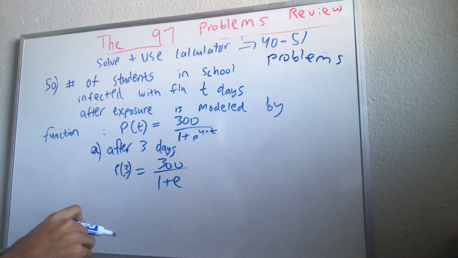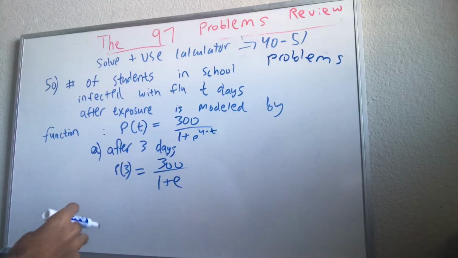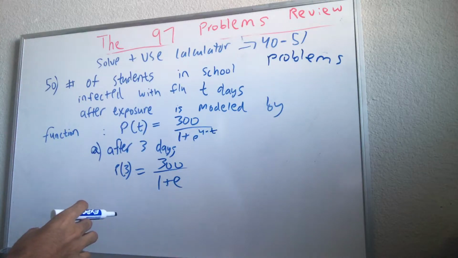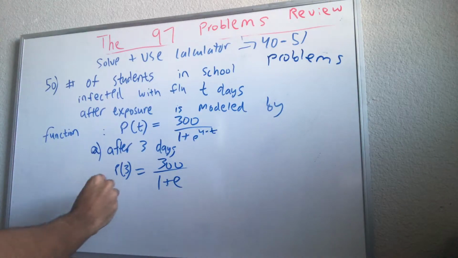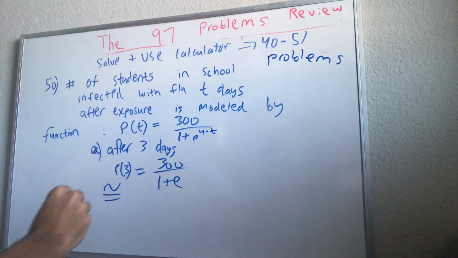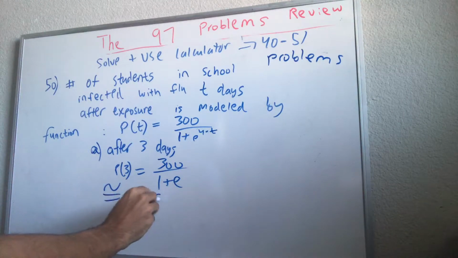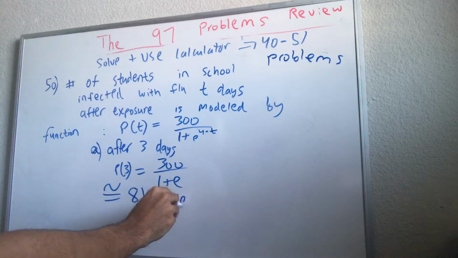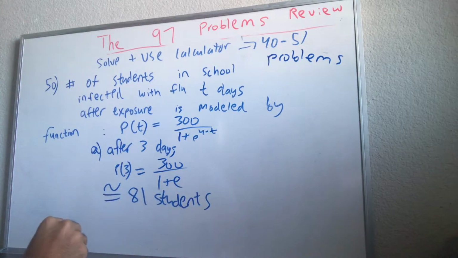Really we put this into the calculator and we should get a decimal, but because we're talking in terms of the number of students, our answer would be approximately 81 students who were infected. So that's your answer for part A.